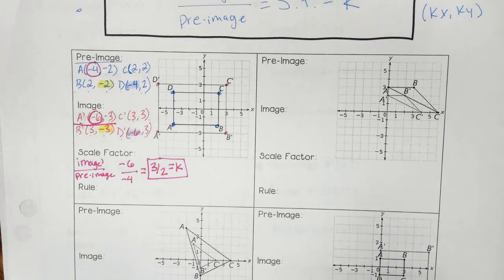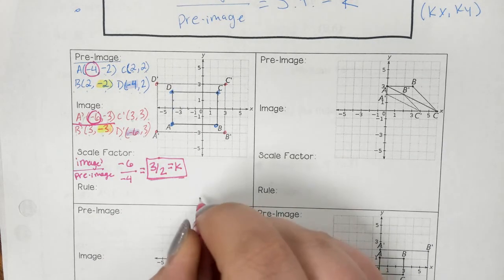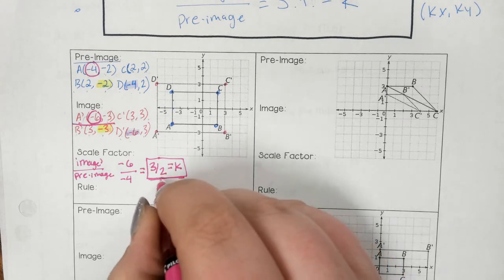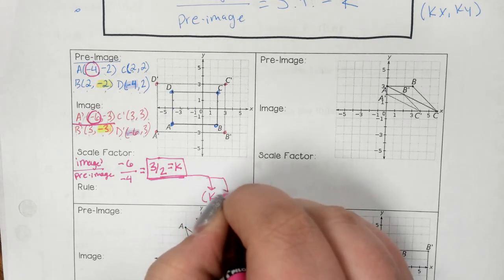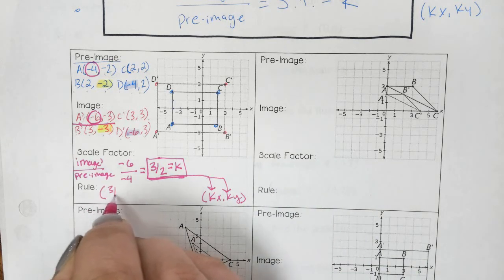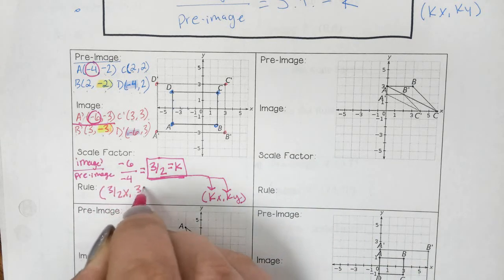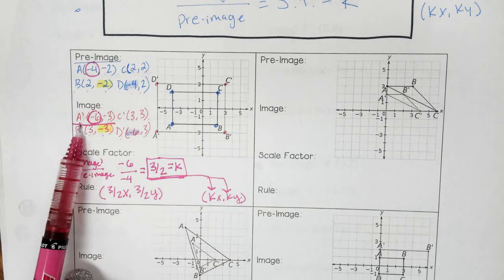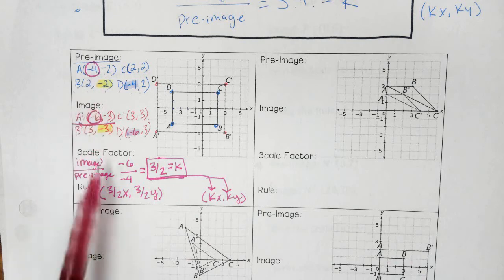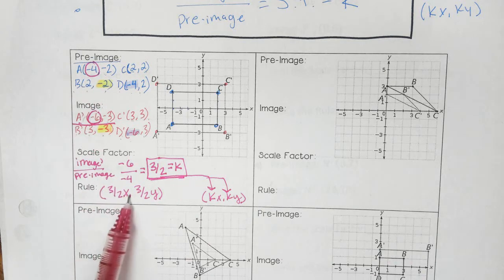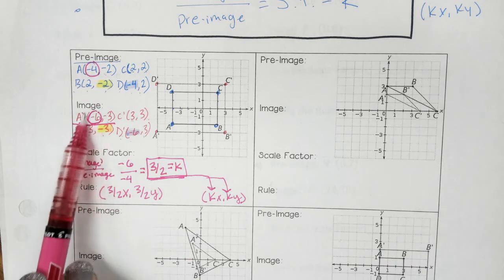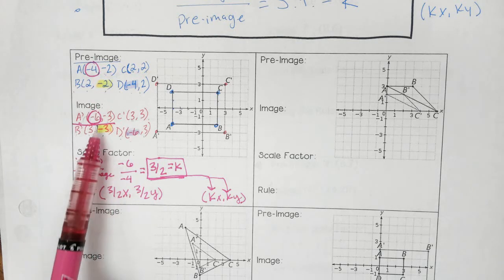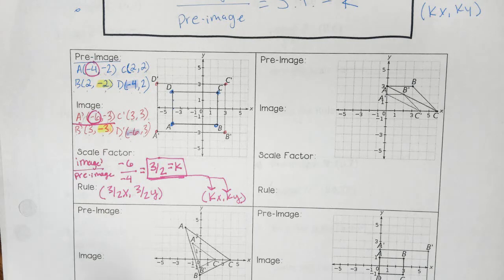We know that k is 3/2, and the rule looks like kx, ky. So we're just going to substitute 3/2 in for k. So our rule looks like 3/2 x, 3/2 y. This just means that to go from preimage to image, we take the x value, multiply it by 3/2, and that gets us the new x value. You can verify that -4 times 3/2 truly does get -6. The product is -6.